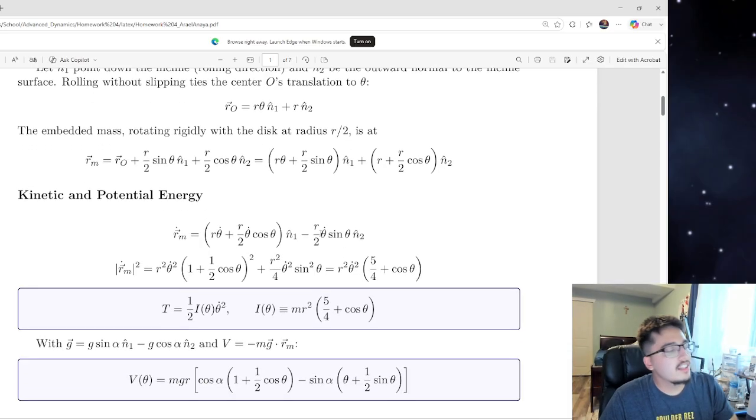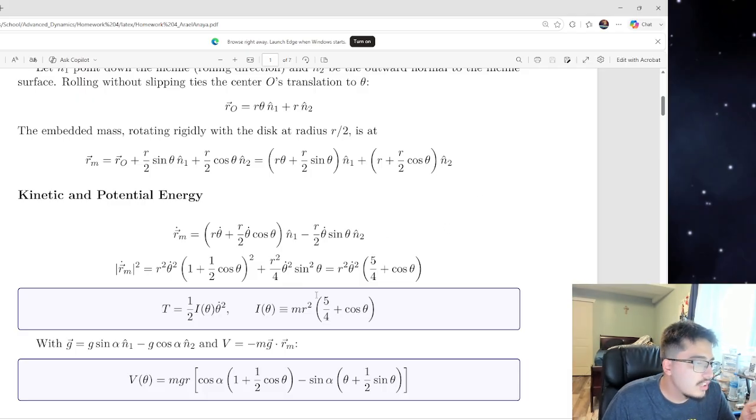Then actually taking the dot product was a little harder, because whenever there are components like this we have to FOIL the multiplication, and it can get a little messy. But ultimately you end up with this r squared theta dot squared term, and we're able to simplify all of it into just r squared theta dot squared times 5 over 4 plus cosine theta, using some trig identities from that sine squared and other stuff like that.